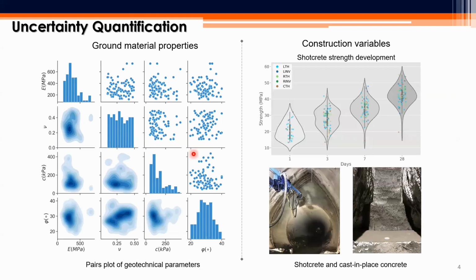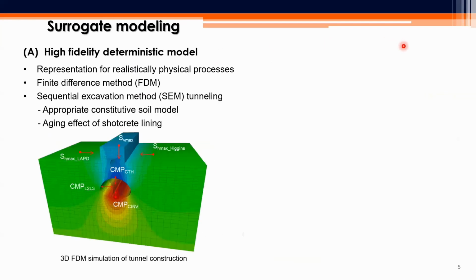And the general idea of uncertainty quantification is to compile and interpret all the statistical information for input factors. And for tunnel construction, we mainly consider two parts: ground material properties and the construction variables.